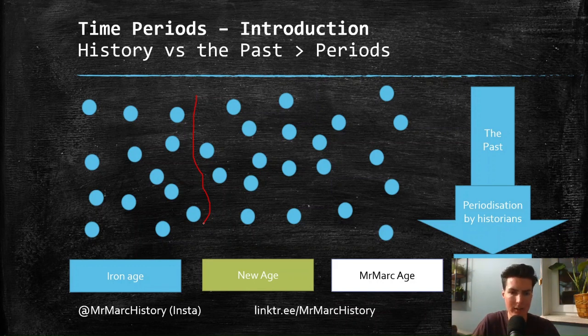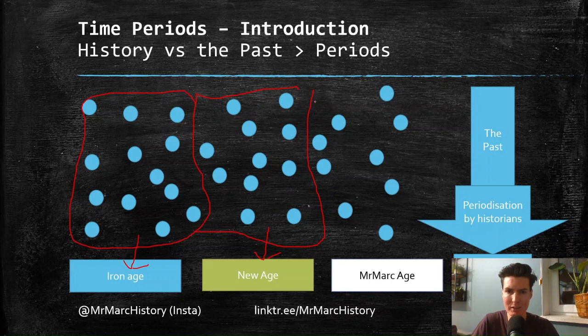Something changed there. So they're going to group this together, and they say these share some traits and characteristics, and we call it the Iron Age. Then they say, okay, a new age starts here, but at this moment also something is changing. So in the past, they notice when they research the past, something is changing there. Maybe some big event happened. So they're going to call it the New Age.